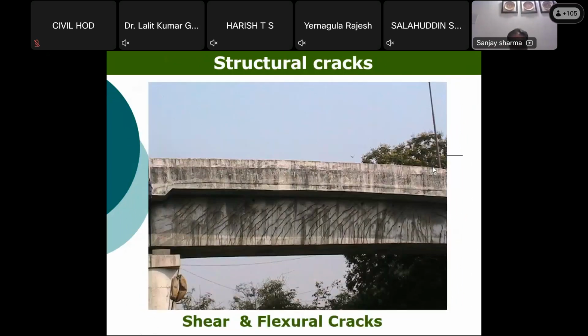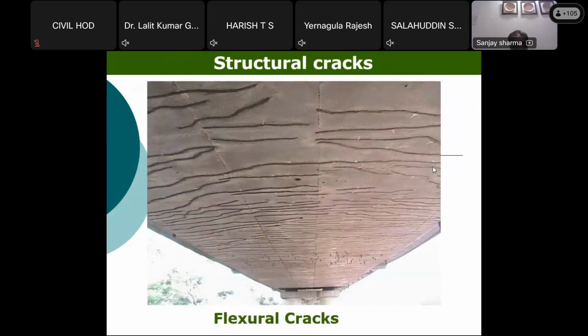So this is the pattern of the crack. You can see whether it is shear or flexure crack, because your repair and rehabilitation measures will depend upon what type of cracks are appearing in the building. And I always say that in any particular building, the first visual indication is the appearance of the crack, like your temperature in the body.